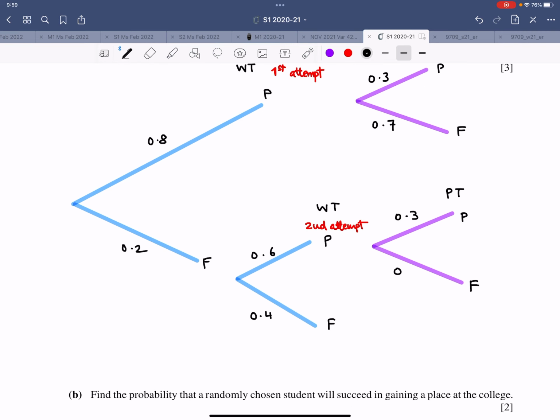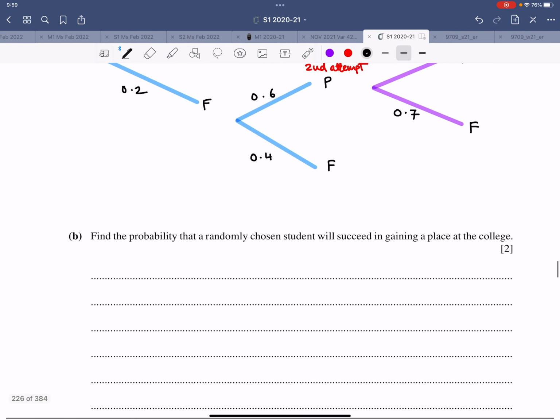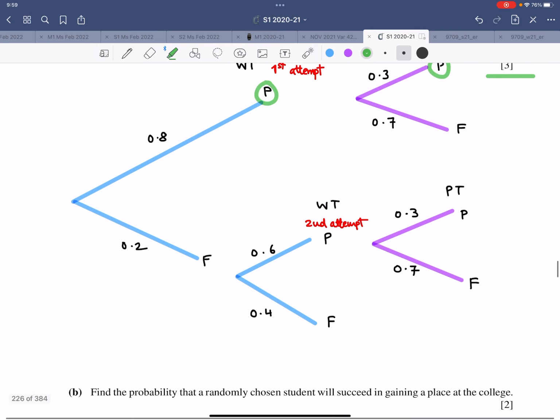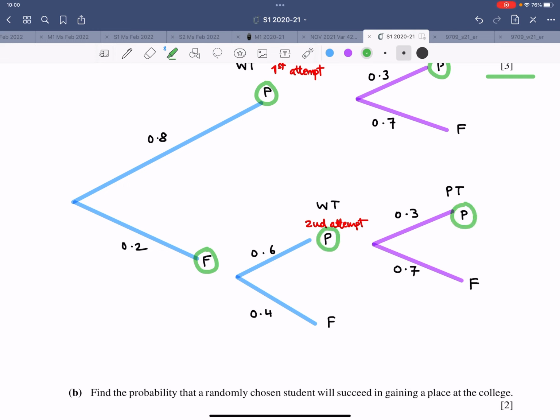So that is the complete picture that you have. Find the probability that a randomly chosen student will succeed in gaining a place at the college. That means this scenario would be passing on the first attempt and then passing. So this scenario is there. It could be failing at the first attempt, passing at the second attempt, and then passing. So therefore, this is the second scenario.